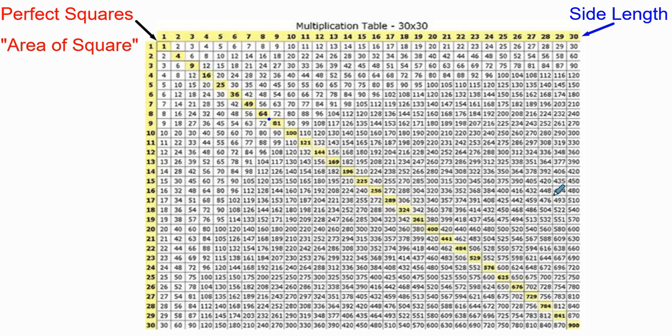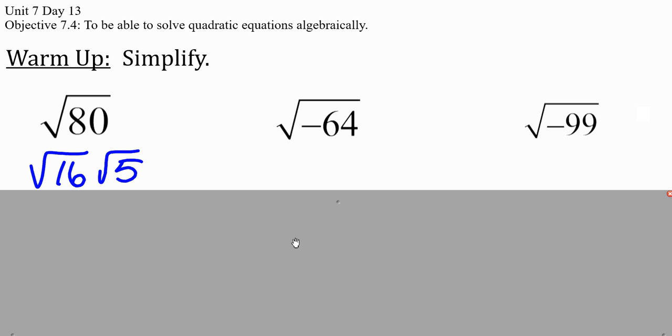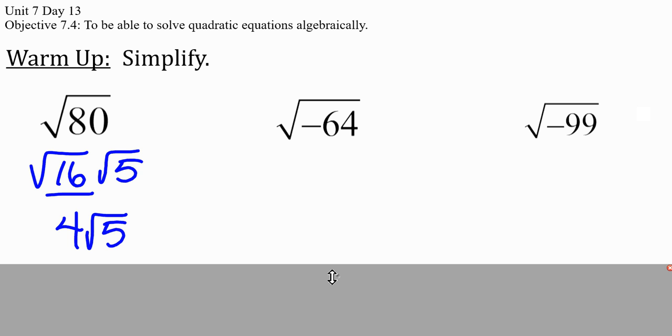Well, for us, 80 has a perfect square factor of 16, and it's 16 times 5. Since 16 is the perfect square factor, remember, think of this as the area of the square is 16. What's the side length? The side length is 4. So our simplified answer would be 4 square roots of 5.